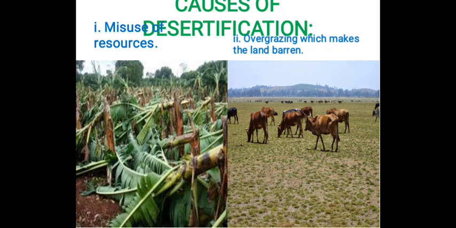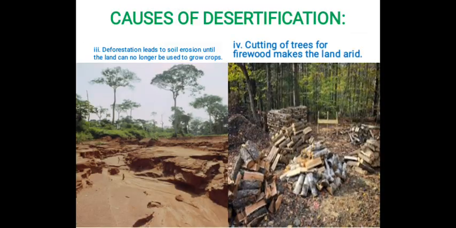Causes of desertification. The first one is misuse of resources. The second one is overgrazing, which makes the land barren. The third one is deforestation, which leads to soil erosion until the land can no longer be used to grow crops. Fourth one is cutting of trees for firewood makes the land arid.